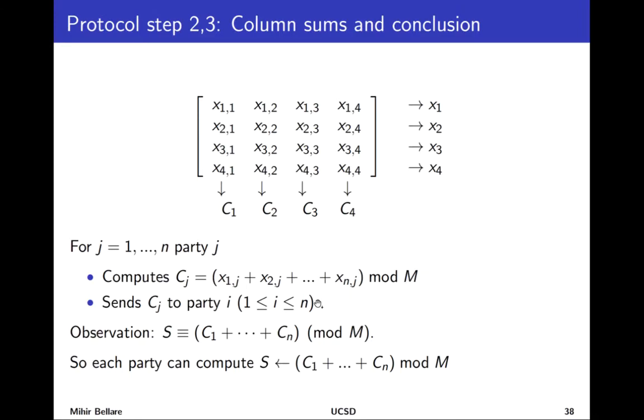And then they simply broadcast those values. So they send their column sums to every other player. And now everybody has these column sums. And of course, if you add those up, you just get the sum of the entries in the matrix, which is what we're looking for. And so everybody now has that sum. So that's the protocol. Now you still have to wonder, is there some privacy violation in sending out these sums?